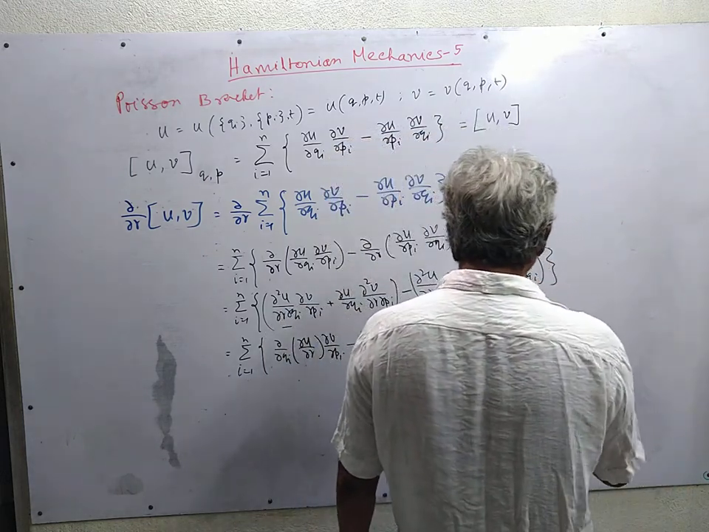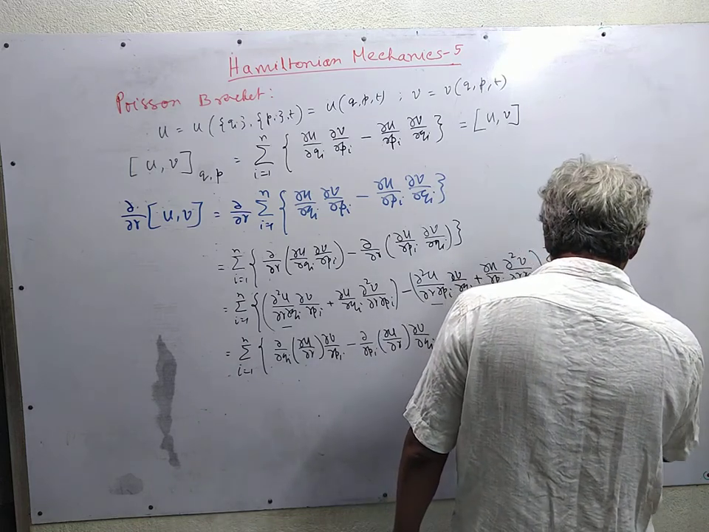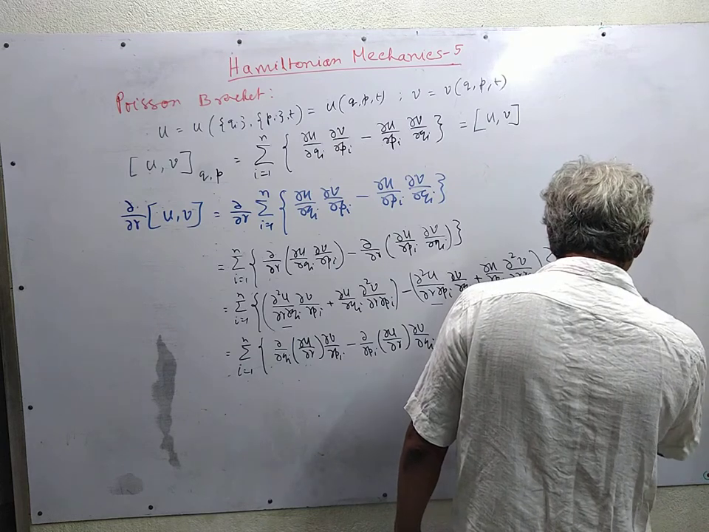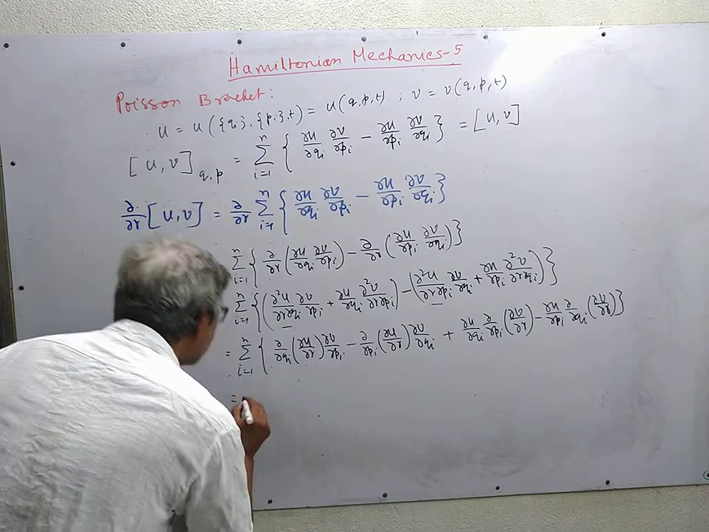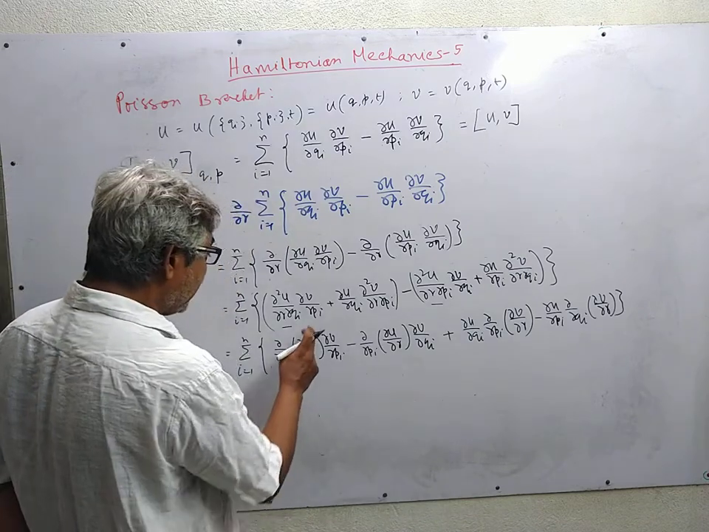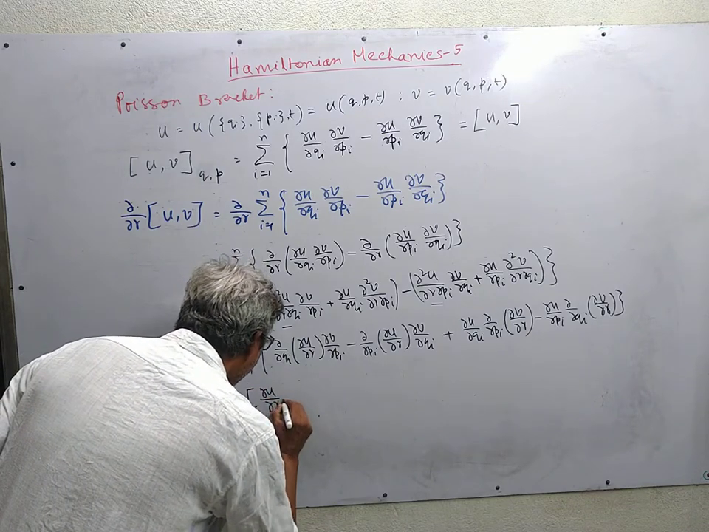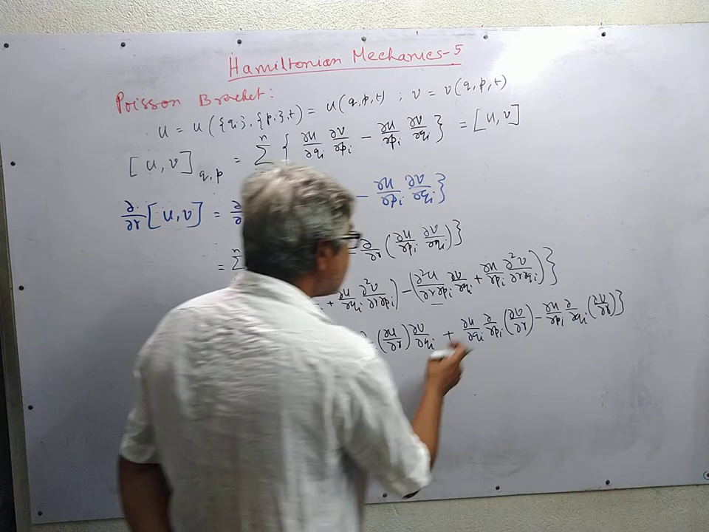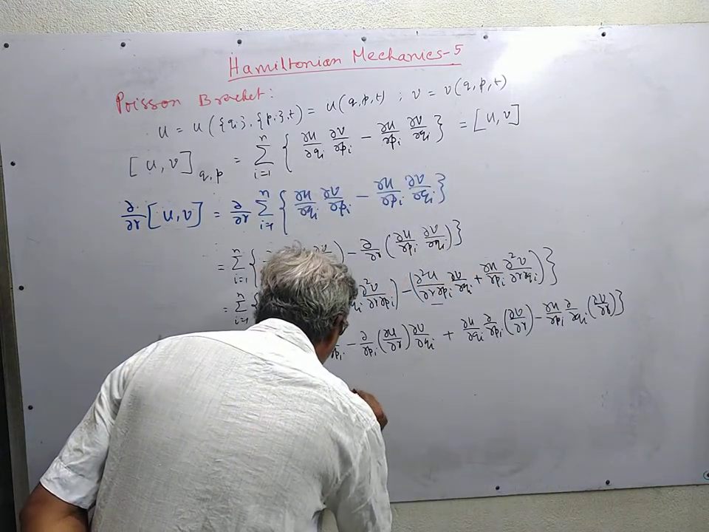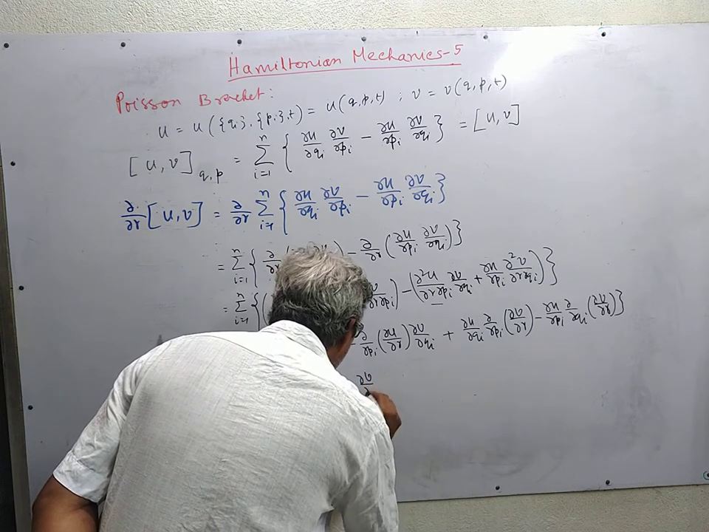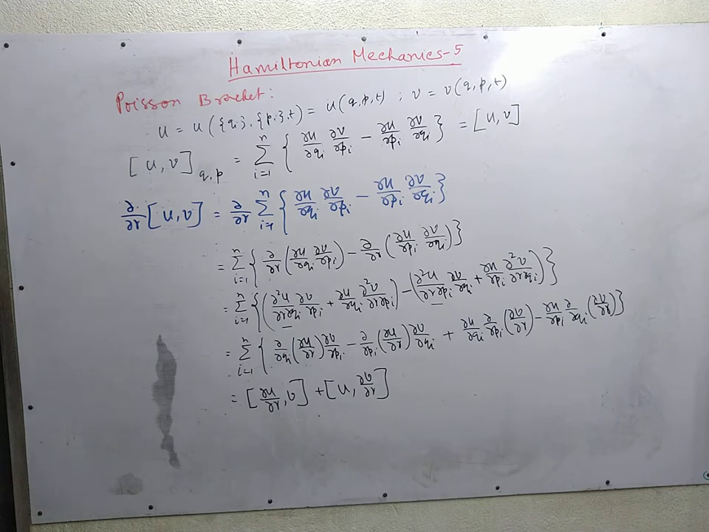So this is ∂u/∂qi ∂/∂pi operating on ∂v/∂r. If you collect these two terms, this is the Poisson bracket of ∂u/∂r with v, and this is the Poisson bracket of u with ∂v/∂r. Which proves the differentiation law of Poisson bracket.